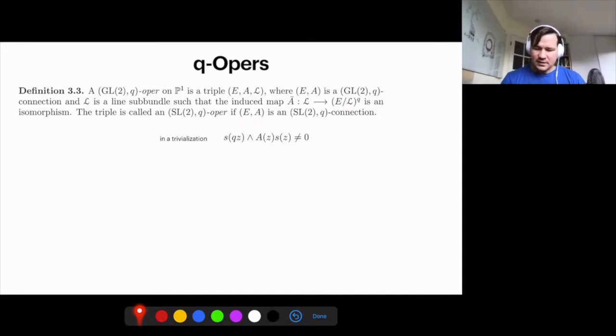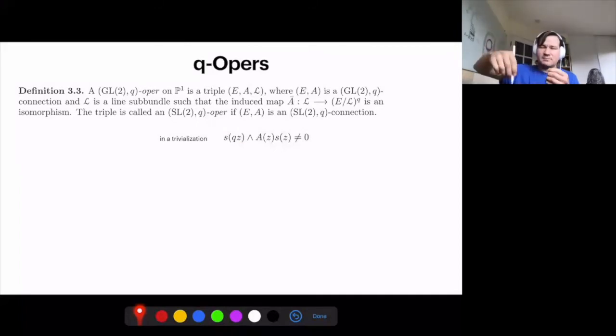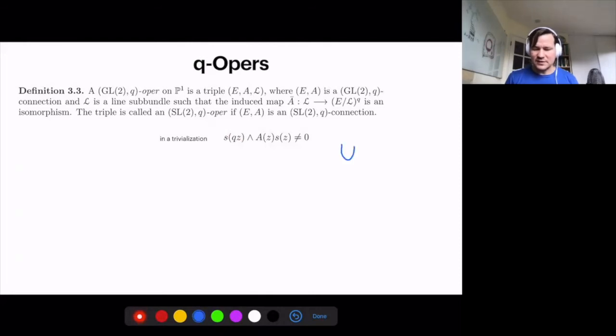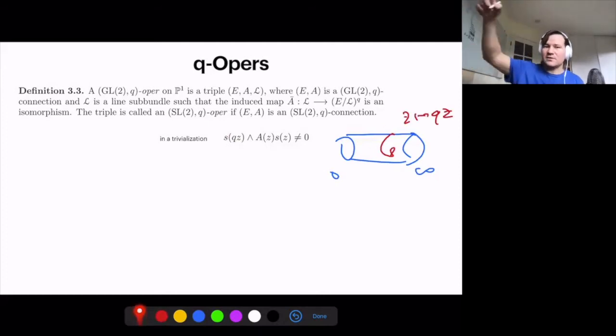Okay, so let's see what's going on here. Let's take s of z, which is a section of the line bundle L. Then we can do 2 things with it. We can either compute s of qz, right? We can act on the coordinates on P1 with this map M sub q, which you can think of as a Q monodromy. In fact, if you remove 0 and infinity from the sphere, you'll have a cylinder, and multiplying z by q is like taking a Q monodromy around the cylinder.